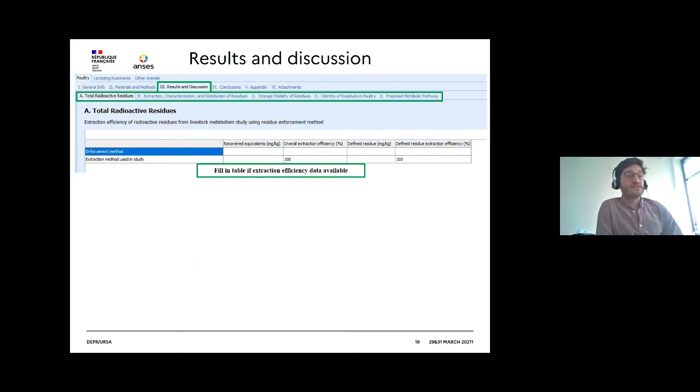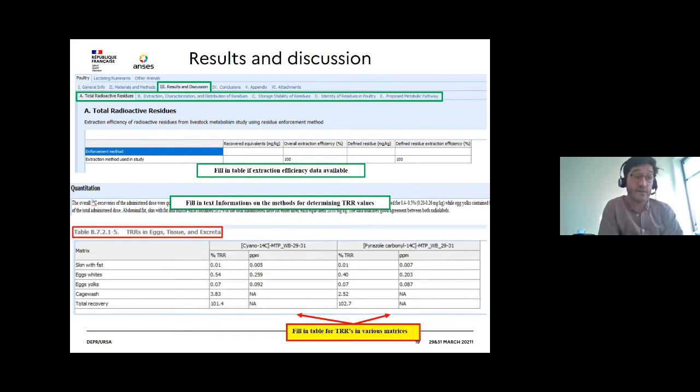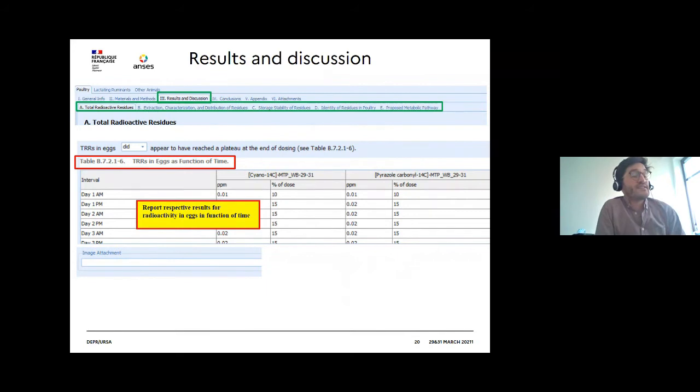In the total radioactive residue section, fill in first the table about extraction efficiency if data is available. Then in the quantitation box, you can specify methods for determining TRR values. Then insert TRR values for various matrices in the following table, which represents radioactivity in eggs, tissues, or excreta. To finish completing the TRR part, report respective results for radioactivity in eggs as a function of time in this table.